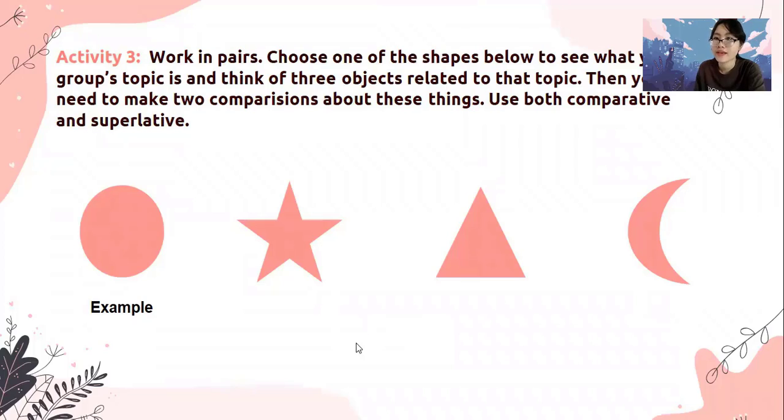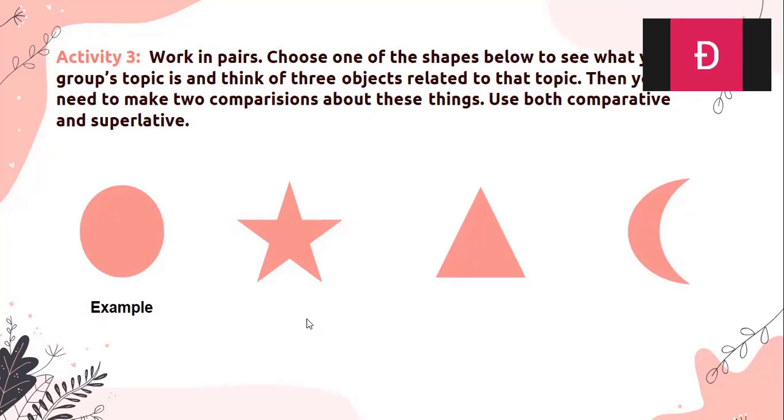So let me see. We have 6 students here and there will be 3 teams. So can you help me to write down your name below the shapes that you want to choose? 2 people are in charge of 1 shape. Yes, teacher.